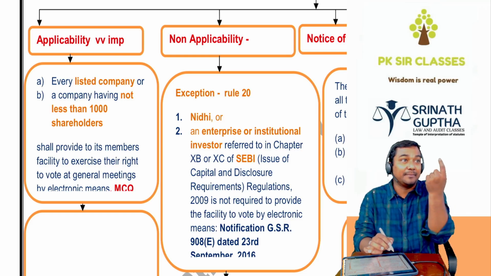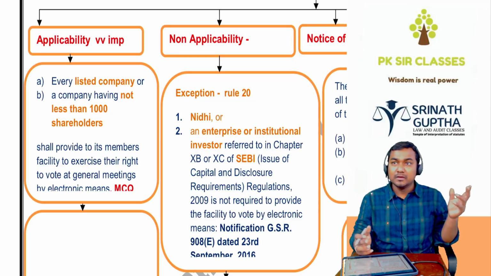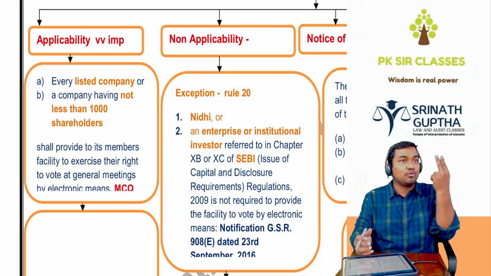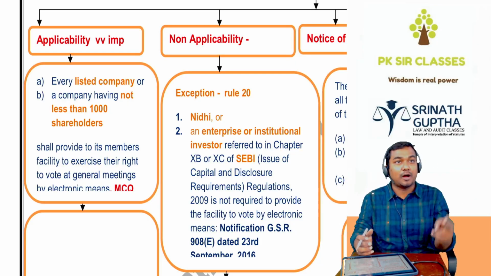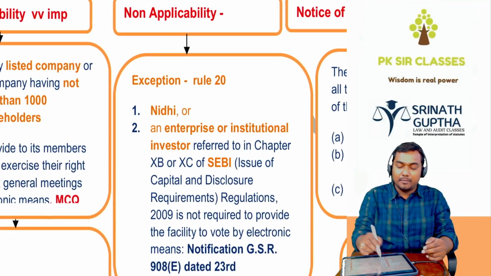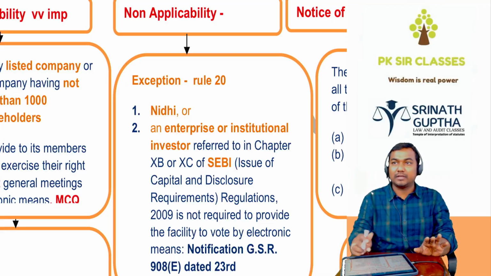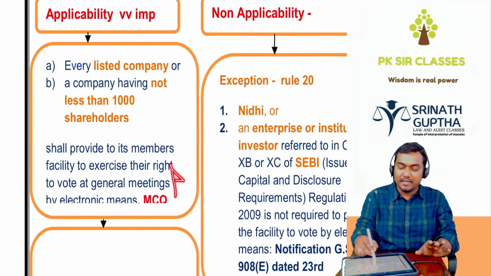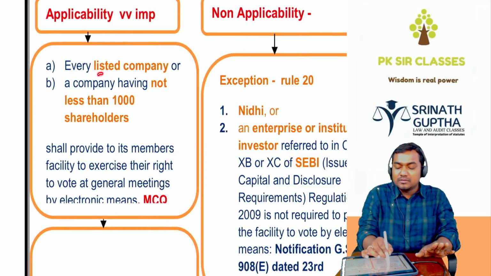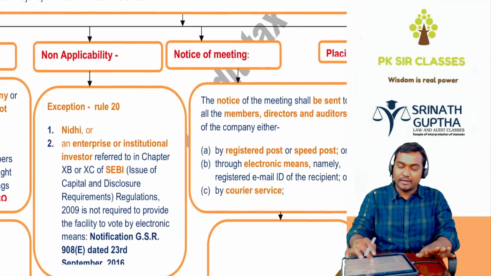But every listed company, a big company, has members spread over India, maybe worldwide also. So every listed company having more than 1,000 members should and must give the option to the members to vote electronically. But this section will not be applicable to Nidhi company and enterprise specified by SEBI. They need not give the option to vote electronically. But this comes in the exam, in MCQs also. The listed company having more than 1,000 members should give the option to vote electronically.